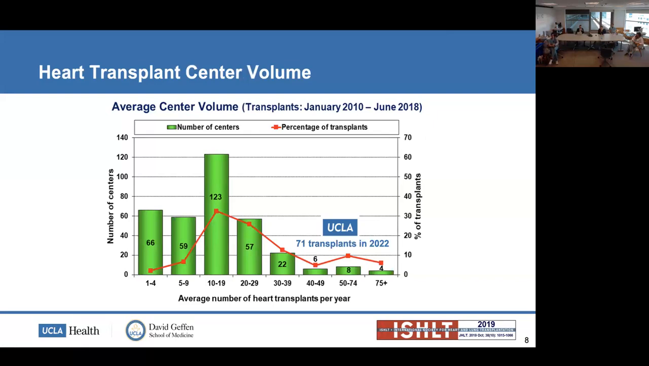There's about 350 heart transplant centers in the world, about 150 of which are in the United States. You can see here the average number of heart transplants done at these centers. At UCLA, we did 71 in 2022. About 60 or so of those were in adults, and we're on pace to exceed this, and that puts us as a top 10 center in terms of volume worldwide. So I think, as the fellows know, we're very lucky to be here at such a unique place.